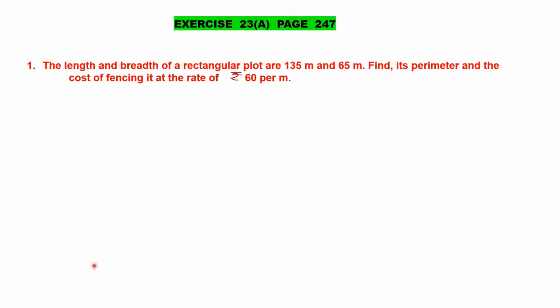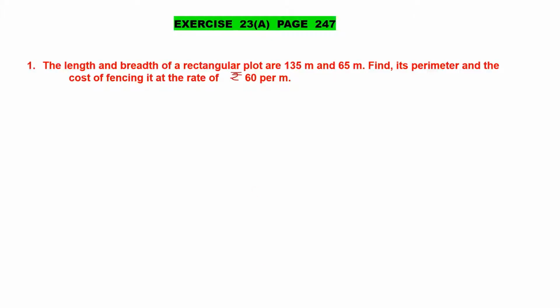So now let's look at the first problem given to us. The length and breadth of a rectangular plot are given to us, 135 meters and 65 meters. Now we need to find its perimeter first and the cost of fencing it. Fencing is what we are putting at the border. So that means we're talking about the perimeter here. So cost of fencing it at the rate of 60 rupees per meter.